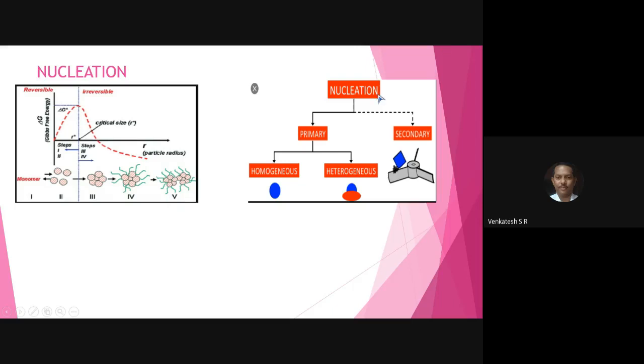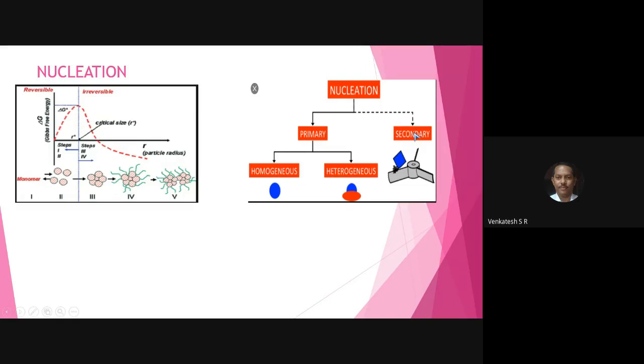Nucleation is divided into two: primary nucleation and secondary nucleation. Primary nucleation is again classified into homogeneous and heterogeneous. Please, all of you write down the flow diagram, the block diagram. Write down first nucleation. Secondary nucleation will not be observed in metals because it is a special type of nucleation. When you mix the metal with a non-metal or some other metal, the secondary type of nucleation takes place.